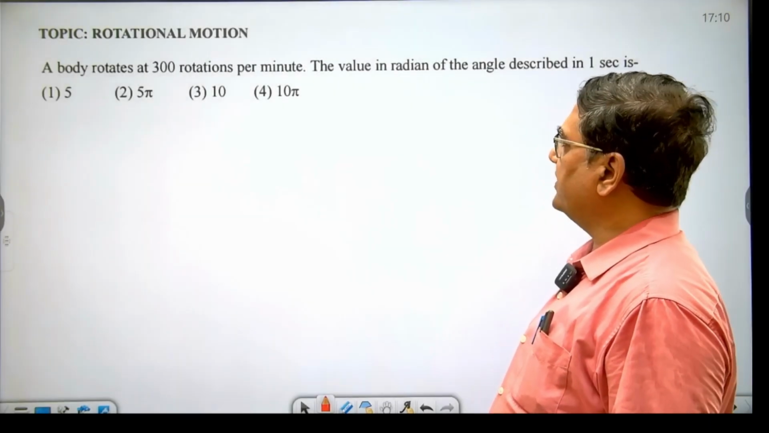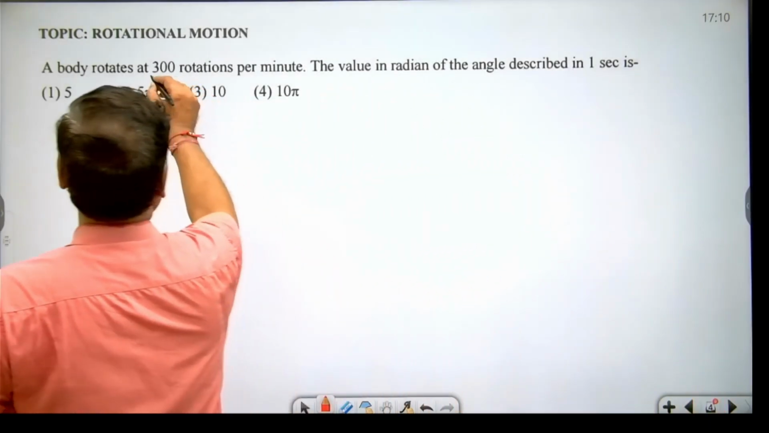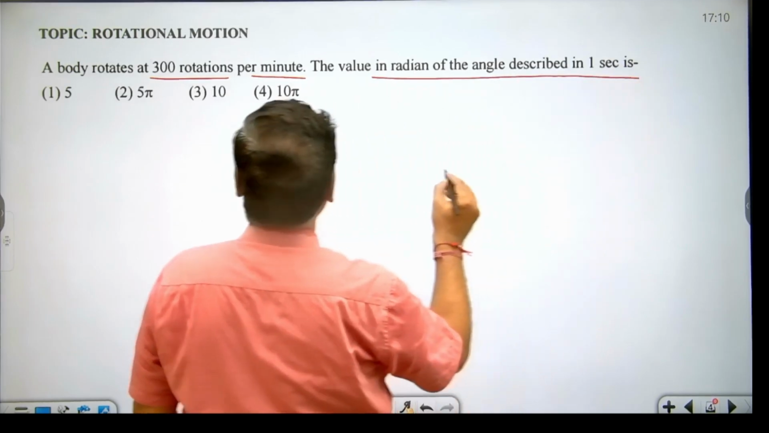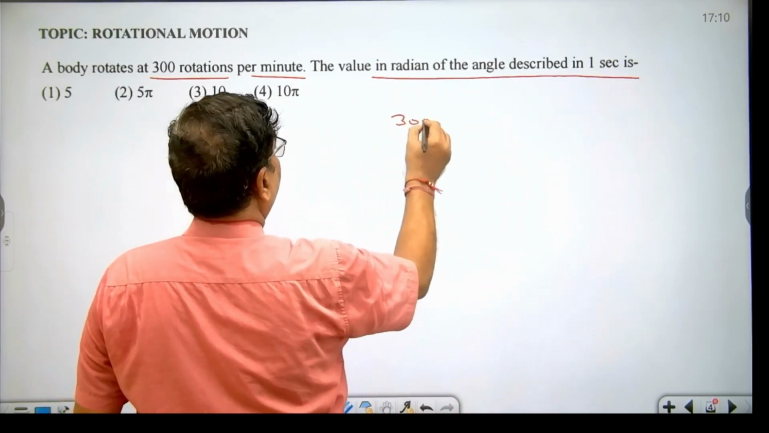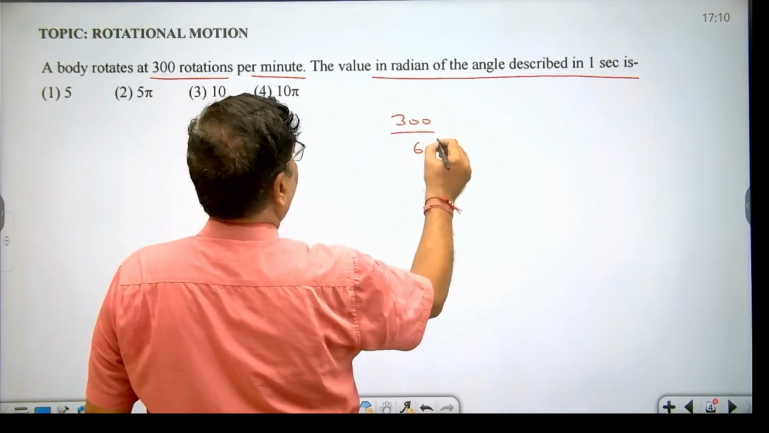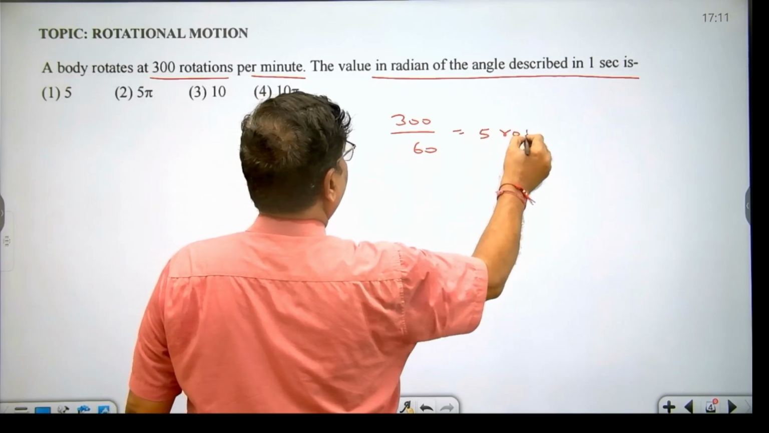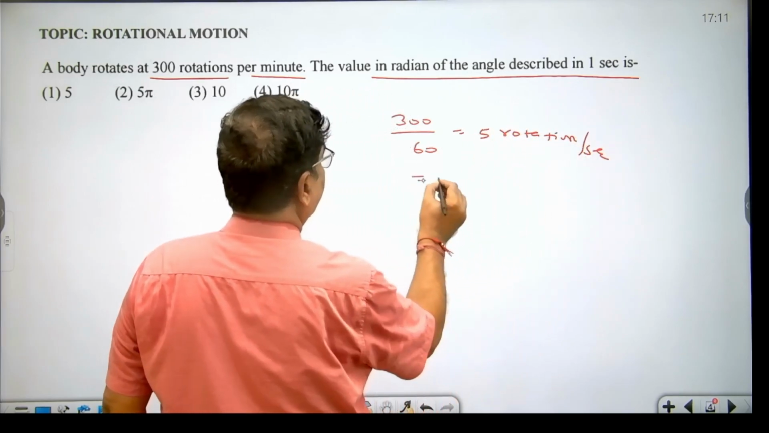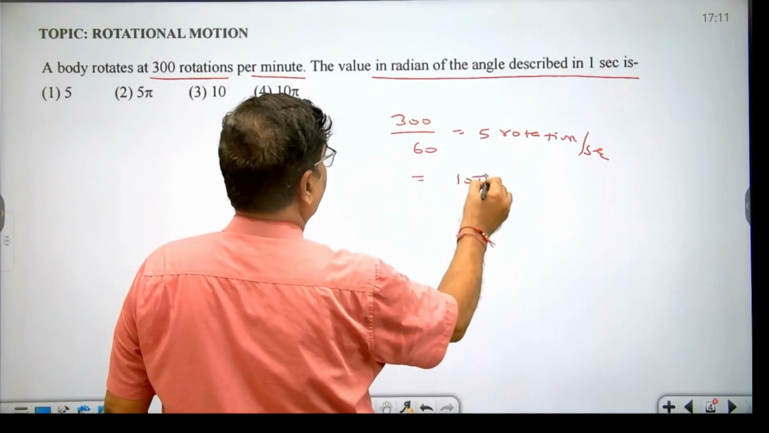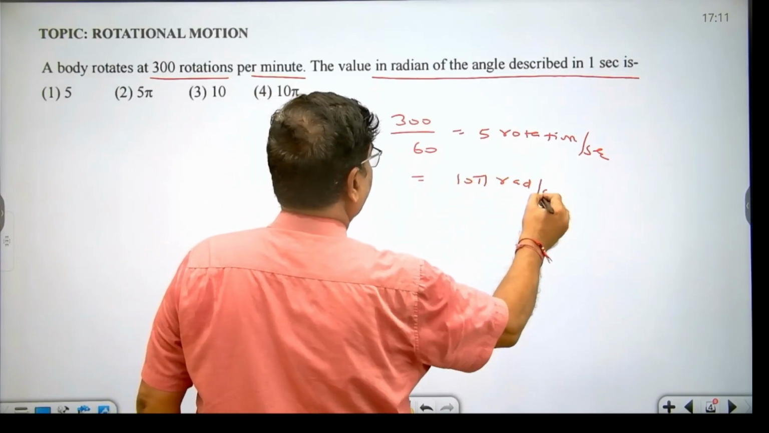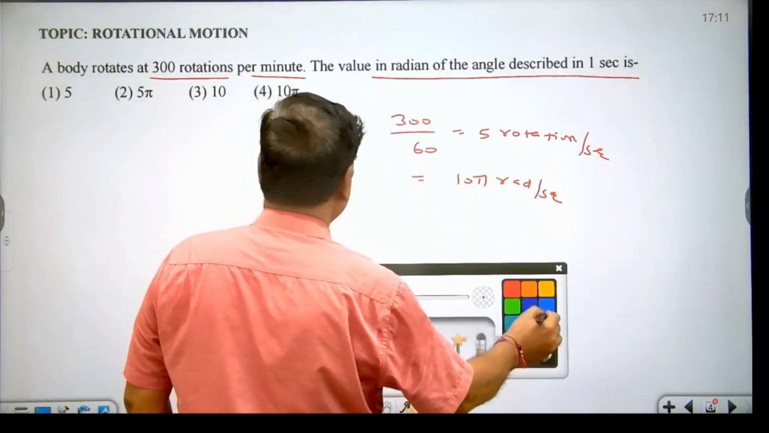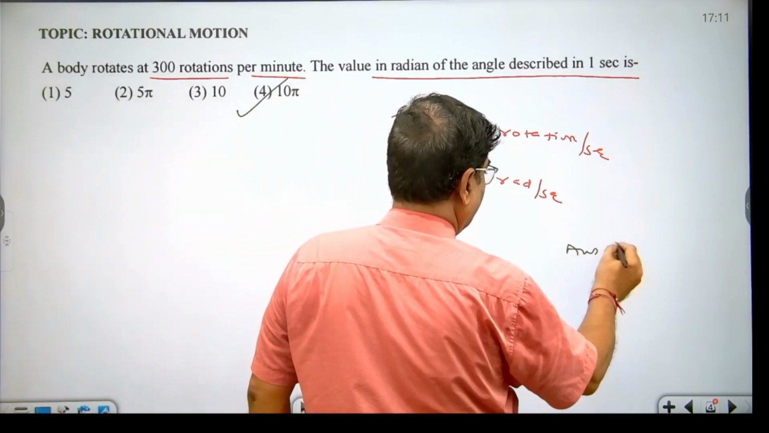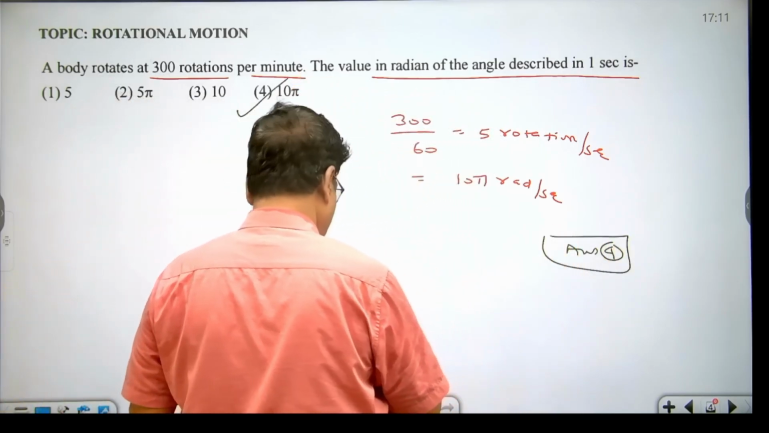A body rotates 300 rotations per minute. The value in radian of the angle described in 1 second. 300 rotations per minute means this is 5 rotations per second. In one rotation, angle is 2 pi. So this is 10 pi radian per second. So out of 4 choices, the correct choice is option 4.